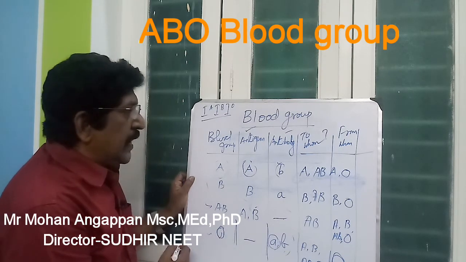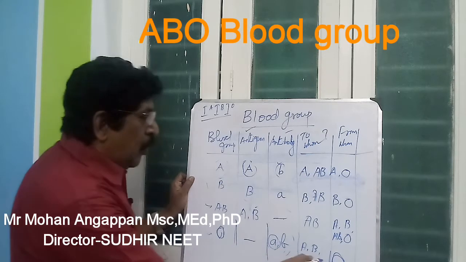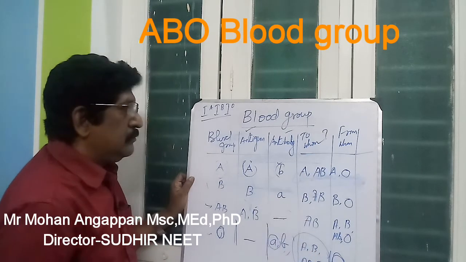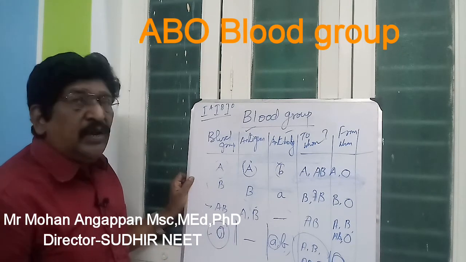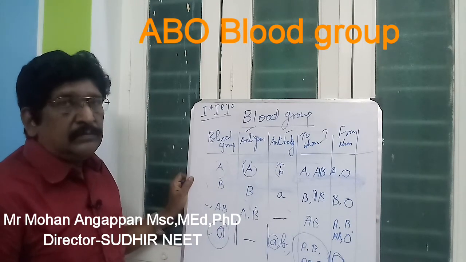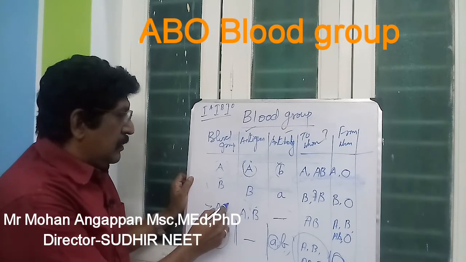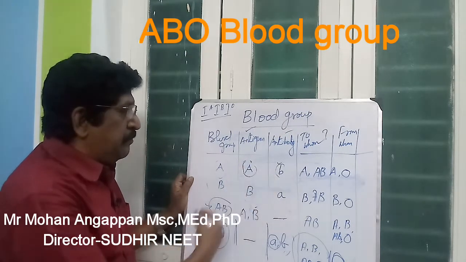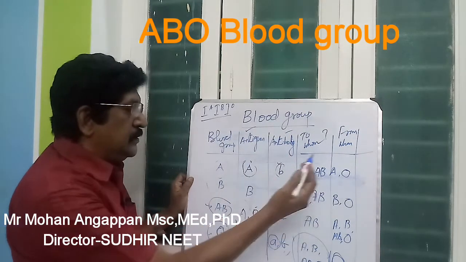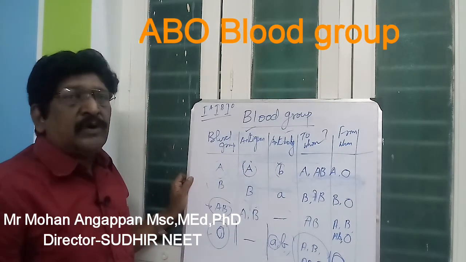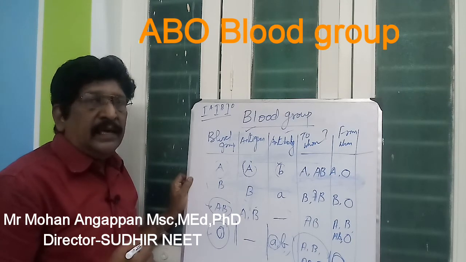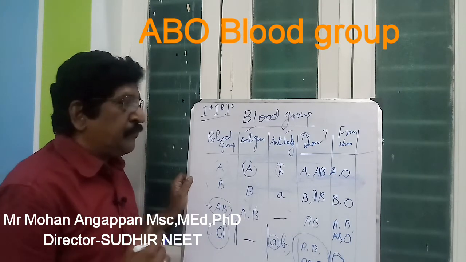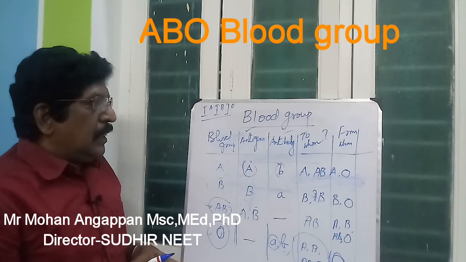So O can give blood to all. So O group is called as the universal donor. AB can accept blood from all others. So AB group is called as the universal recipient. Universal recipient. This must know.